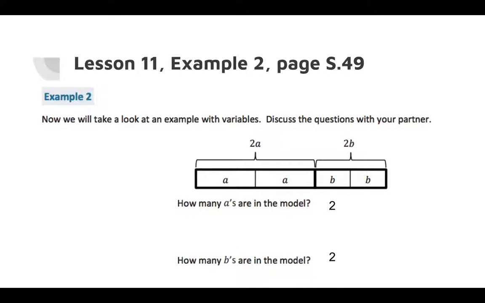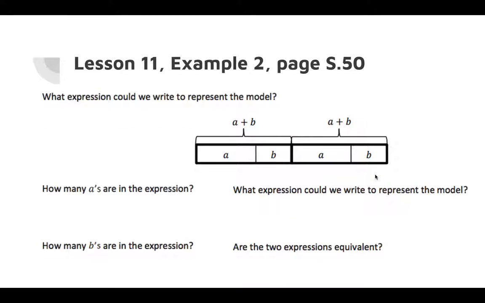How many A's are in the model? There are 2, right? 1, 2, and how many B's? 2. Now, what expression could we write to represent the model? Remember, we have this A plus B, A plus B. Okay, this can be written as 2A, 2 times A, plus 2 times B.